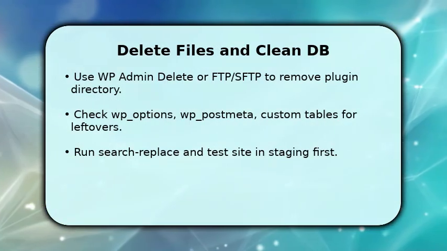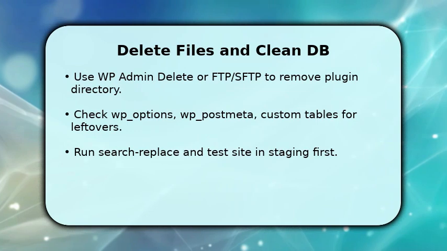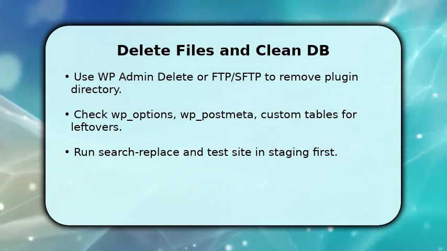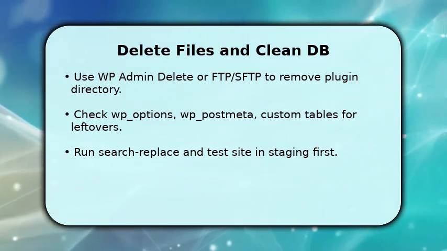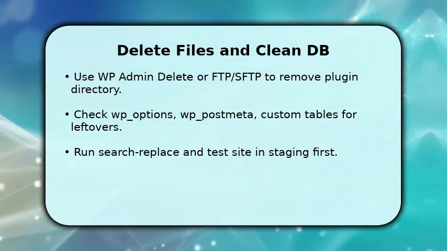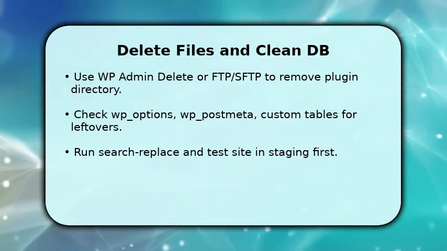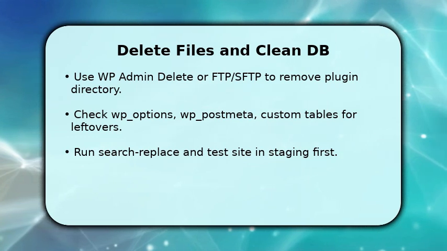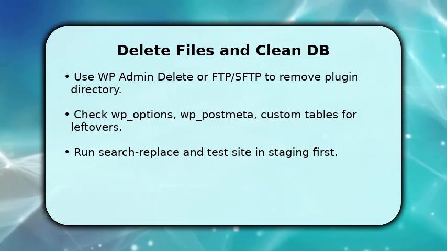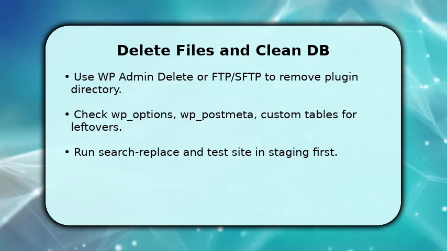Now remove the plugin files and any persistent data it left behind. From the admin, click Delete. Alternatively, use FTP or SFTP to remove the wp-content/plugins/plugin folder. Next, inspect the database for plugin-specific options, post-meta or custom tables, and remove or archive them.